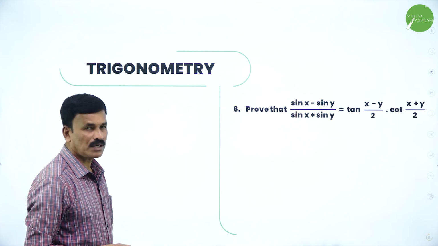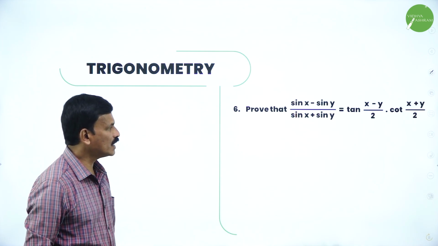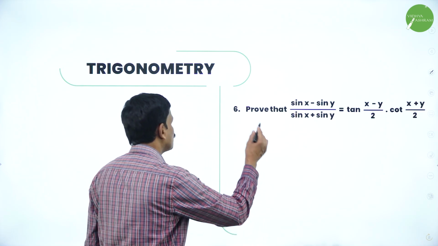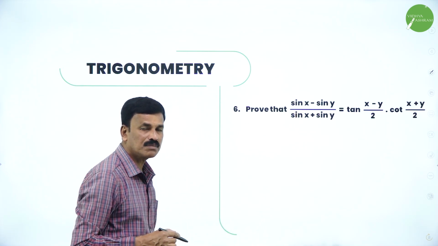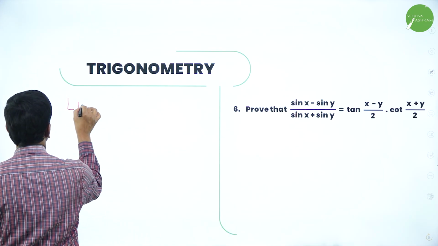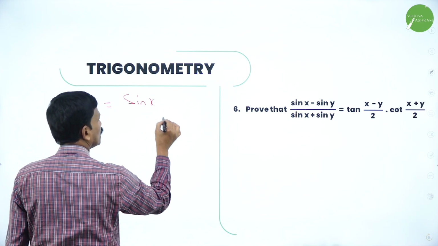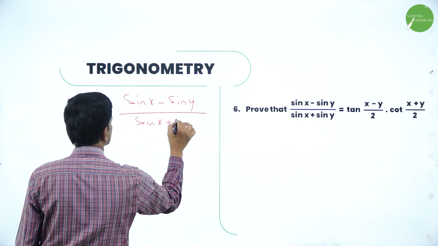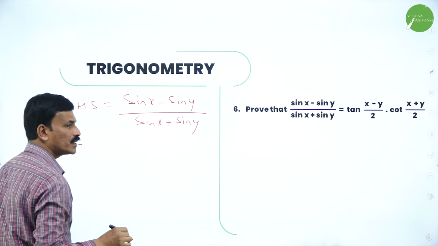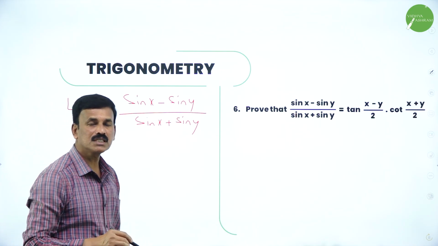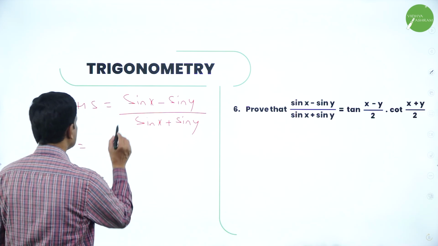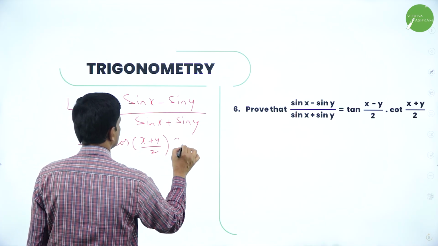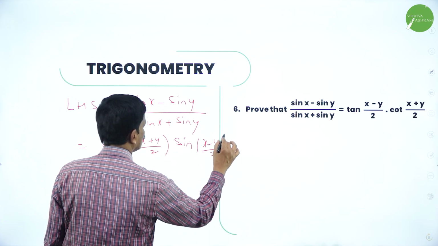Prove that sin x minus sin y divided by sin x plus sin y is equal to tan of x minus y by 2 into cot of x plus y by 2. Right. Now this is of the form sin c minus sin d divided by sin c plus sin d. Now take LHS. What is LHS? Sin x minus sin y divided by sin x plus sin y. So the numerator is of the form sin c minus sin d, denominator is sin c plus sin d. What is sin c minus sin d? Sin c minus sin d is 2 cos of x plus y by 2 into sin of x minus y by 2.